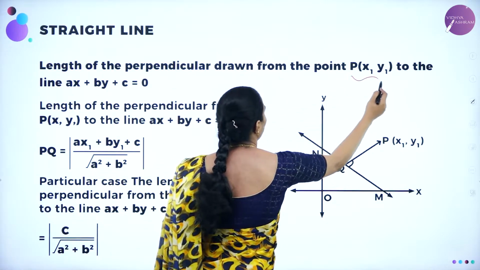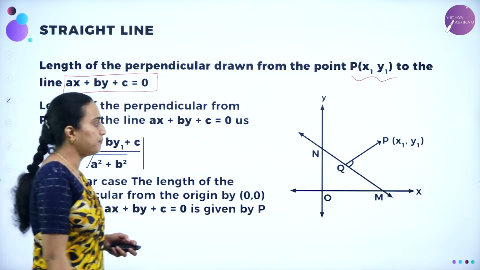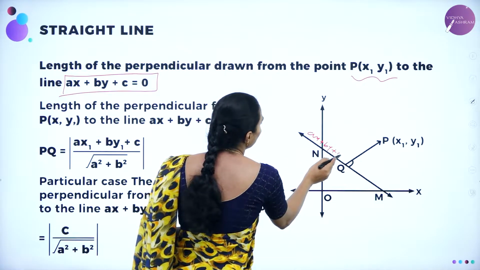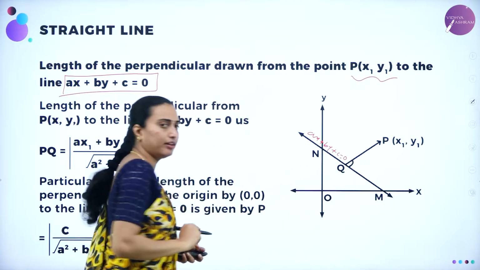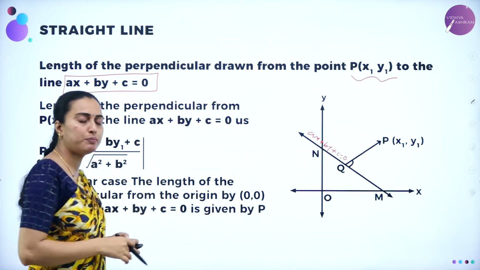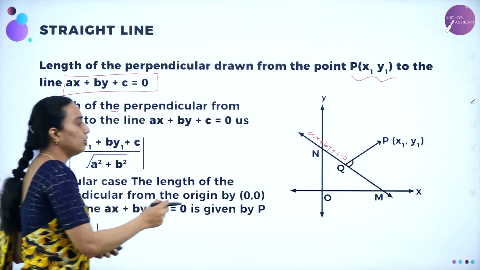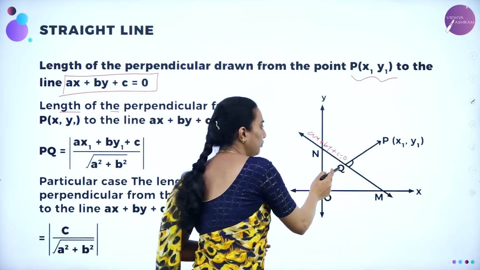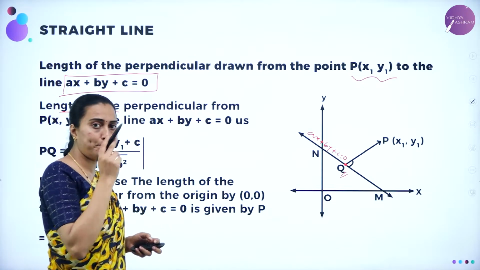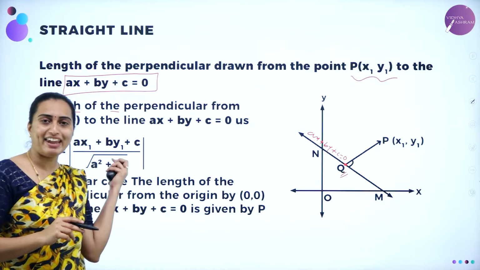I have taken a point x1, y1, and the line ax plus by plus c equal to 0. The perpendicular distance from the point to the line ax plus by plus c equal to 0 is given by the length of the perpendicular PQ. Here the point I have taken as P, and the foot of the perpendicular I am marking as Q. So the length of the perpendicular PQ is given by the formula modulus of ax1 plus by1 plus c divided by square root of a squared plus b squared.